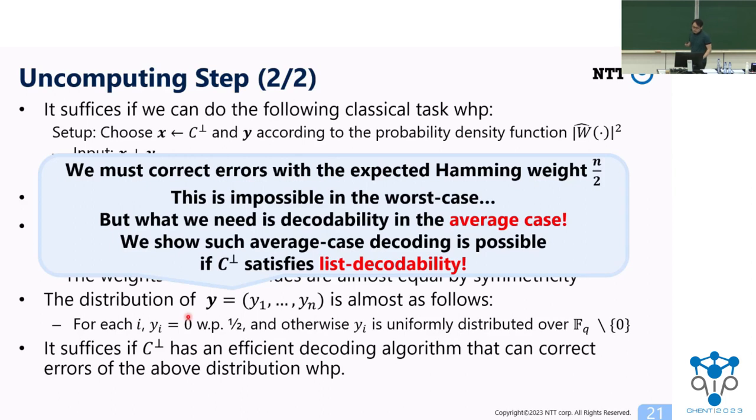And the nice thing about list decodability is that it can overcome this information theoretical barrier about the worst case decoding, and so by using list decodable code, we can overcome the issue.